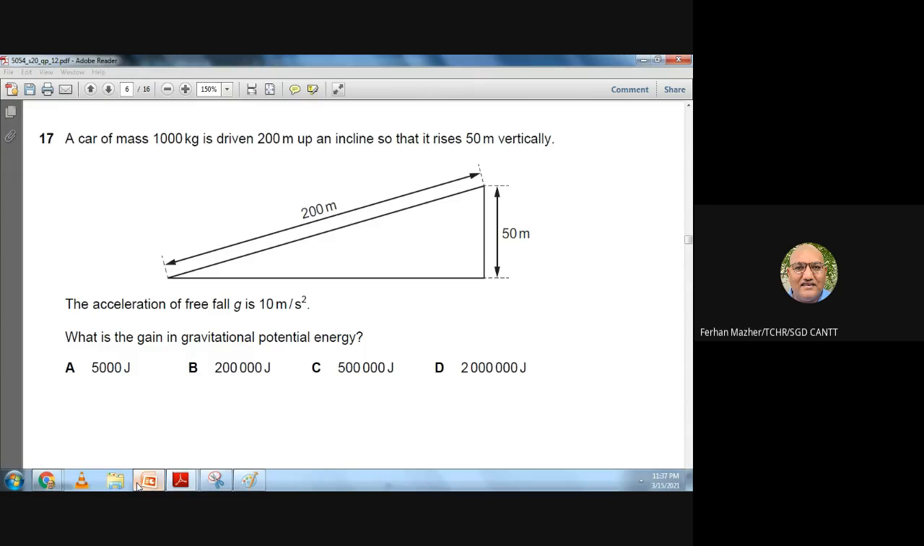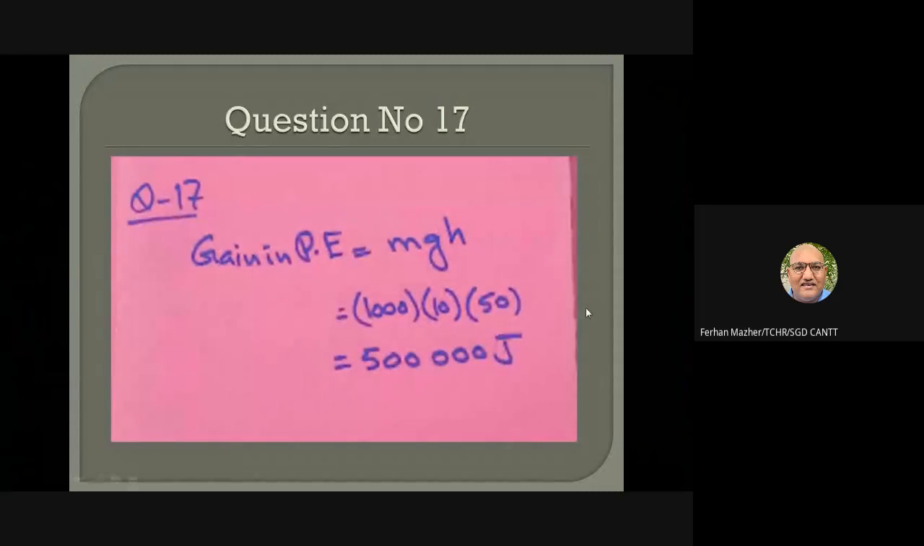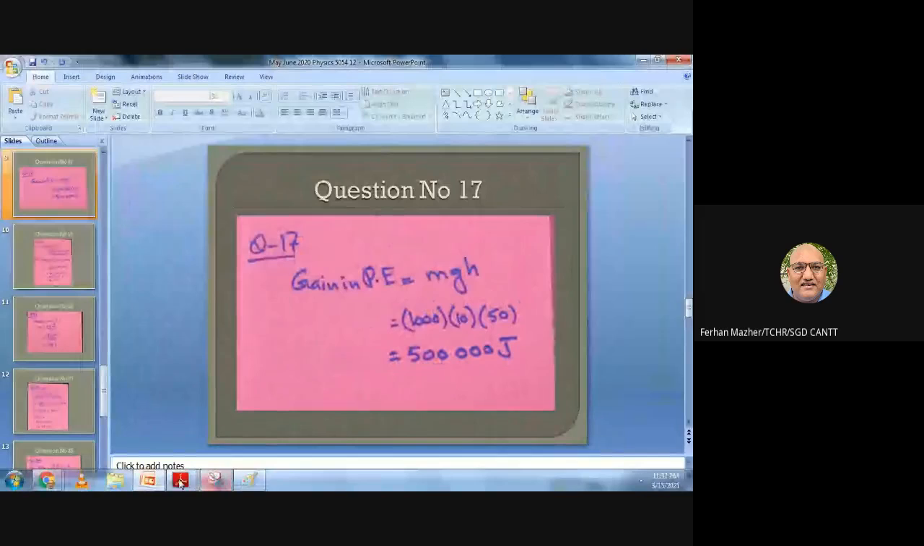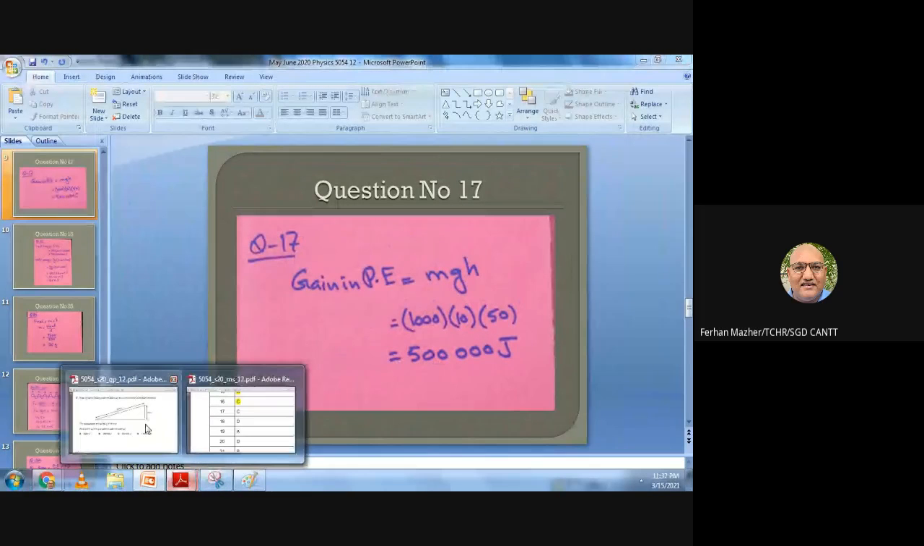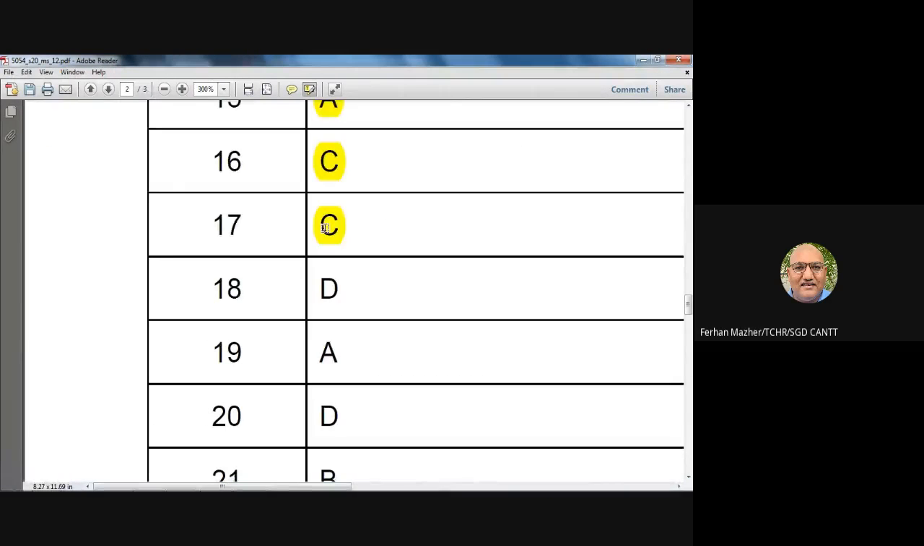Let me show you my work. So gain in the potential energy equals mgh. m is 1000, g value is 10, and the h value is 50, the vertical height gained. So 500,000 joules. 500,000 joules is the answer. So C is the option. Question number 17, C looks the right option, sir, and C is the option.